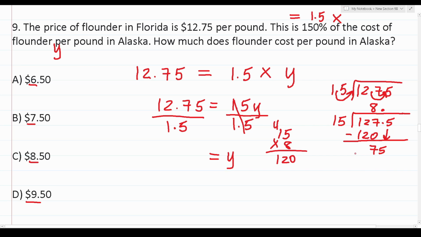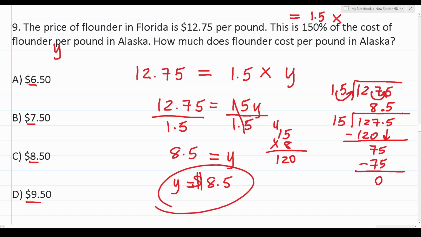And now the question is, how many times does 15 go into 75 without going over? You can actually use your hands to count this out. 15, 30, 45, 60, 75. That's 5 times. So 15 times 5 is 75. 75 minus 75 is 0. So y in this case is 8.5. Again, in math, it's customary to write the variable for which you solved on the left. So that's y equals 8.5. In other words, if flounder costs $12.75 per pound in Florida, then it costs $8.50 per pound in Alaska, which is answer choice C. All right, so that's that one.